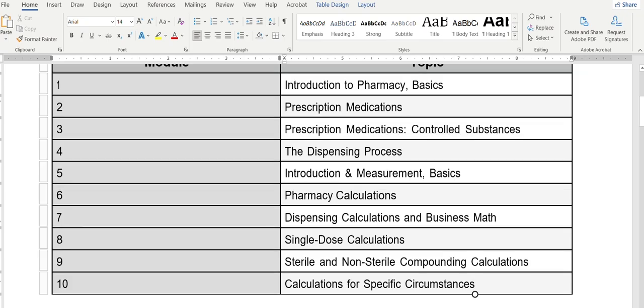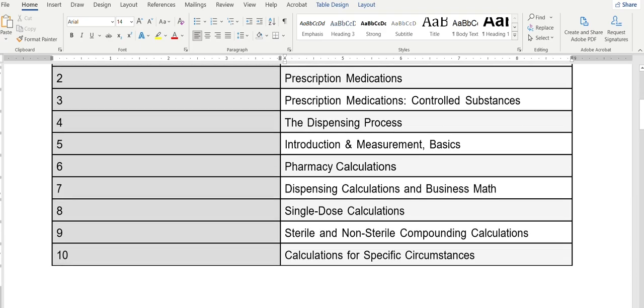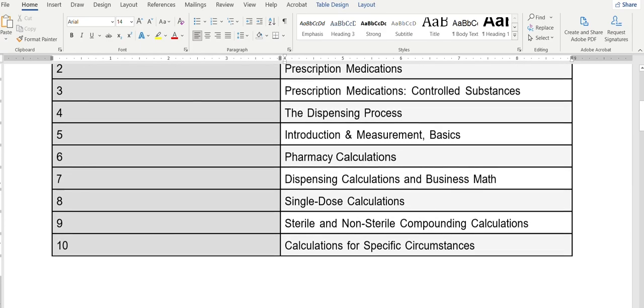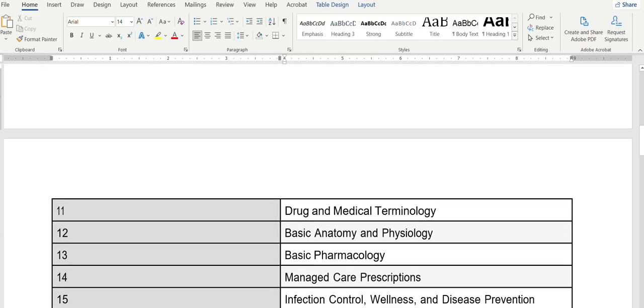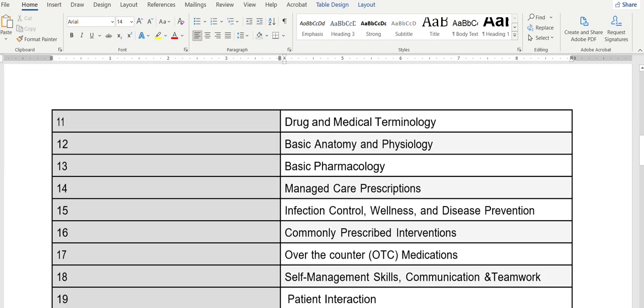You should be able to demonstrate the knowledge you have, the little or the much, and put it into basic practice. You also have the single dose calculation. You have the serial and non-serial compounding calculation. You have the calculation for specific circumstances. A situation of emergency, what do you do?